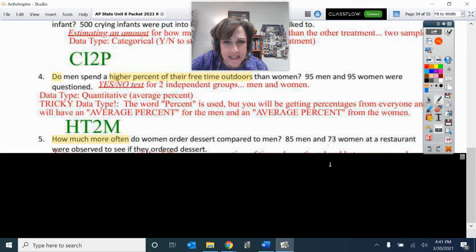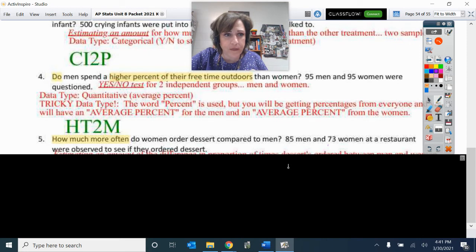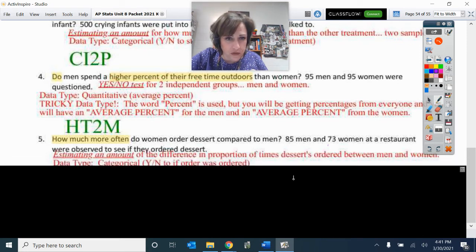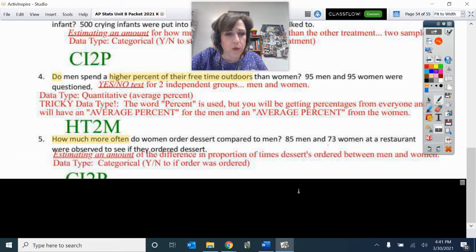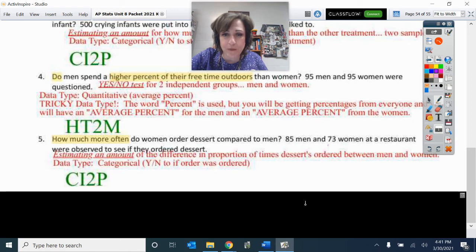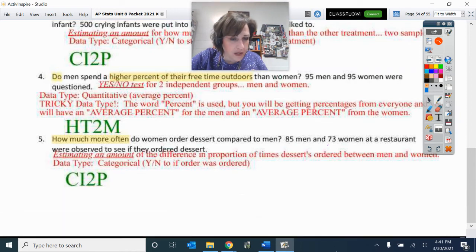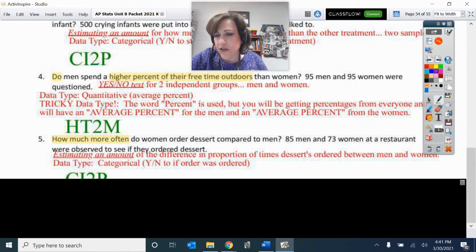What kind of data is this? It's talking about ordering dessert. So let me think. That's going to be like, of those 85 men, what proportion of them ordered a dessert? Yes or no? Did they order a dessert? So I think this is a confidence interval for 2 independent proportions. All righty then. Let's go to the next page.